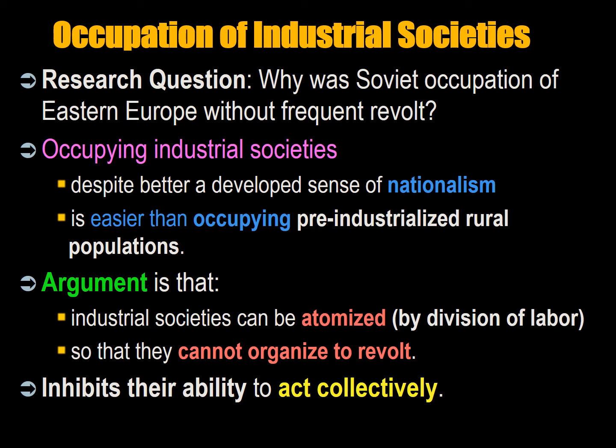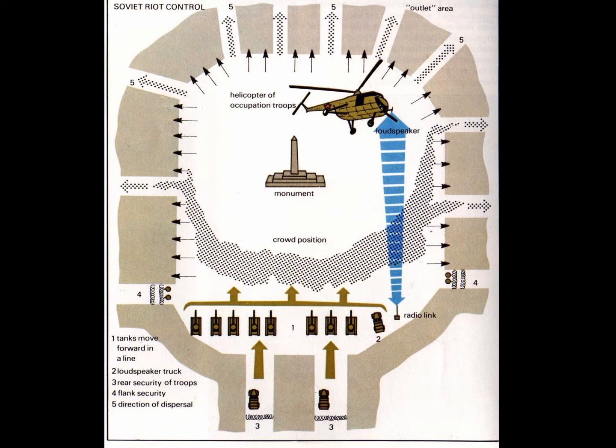Industrial societies can be atomized, in other words, divided because of division of labor, and broken up so they're not able to successfully organize in order to revolt. This then inhibits their ability to act collectively. So the focus for communist occupation is to isolate populations so that if there is collective action, it's only in a small part of the society, which can then be isolated from the rest and dealt with. This is a graphic showing the Soviet use of tanks to deal with demonstrations.